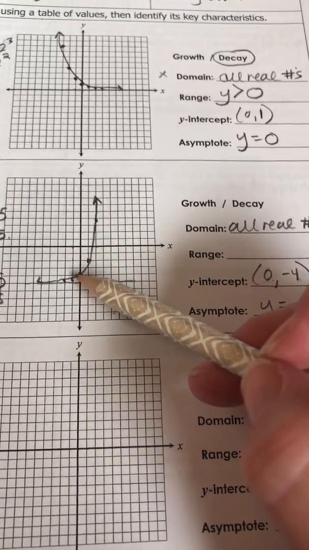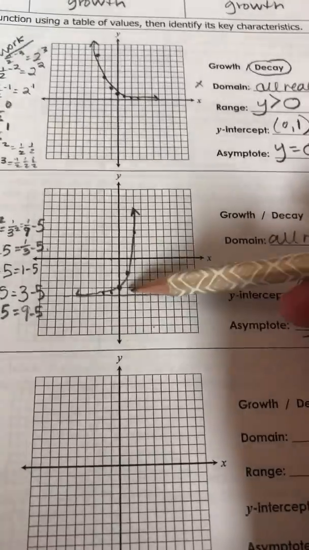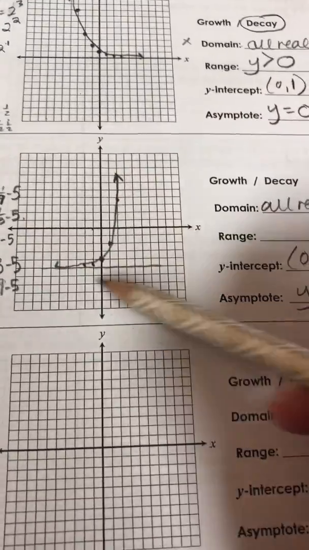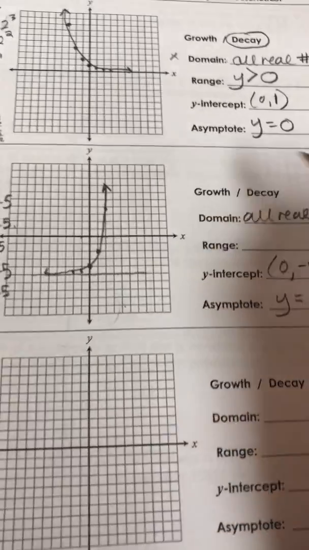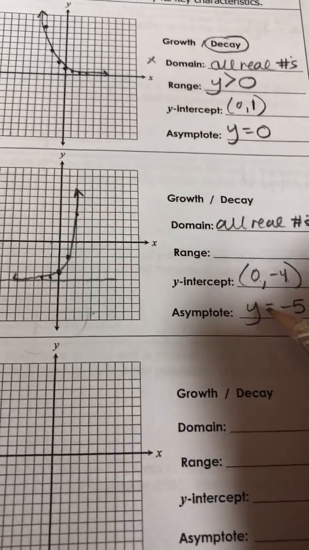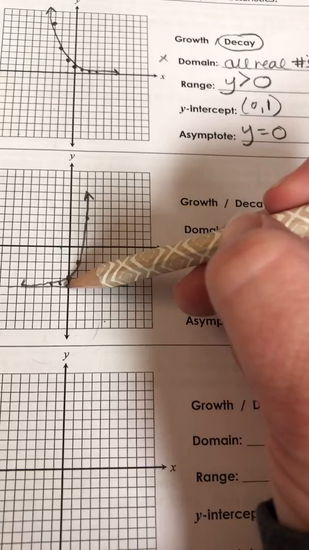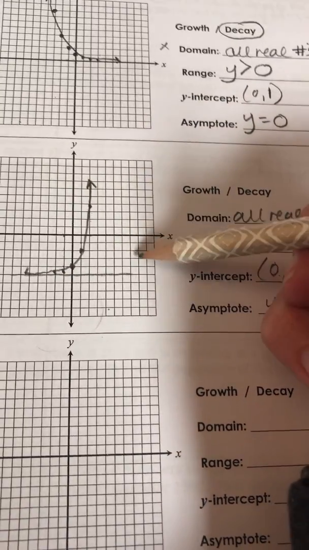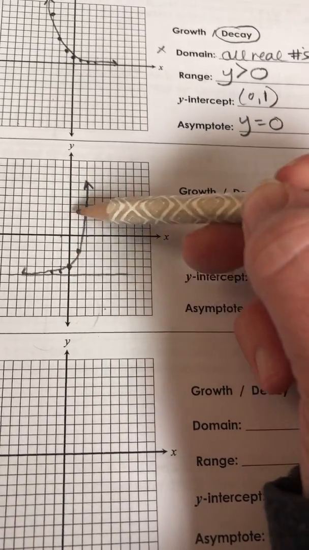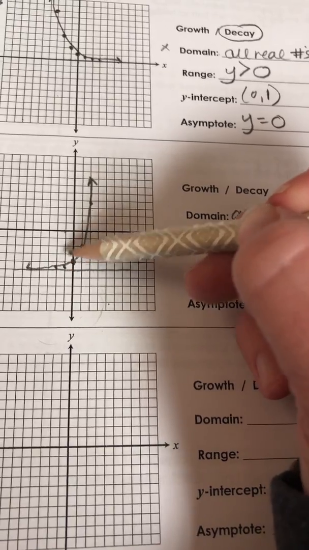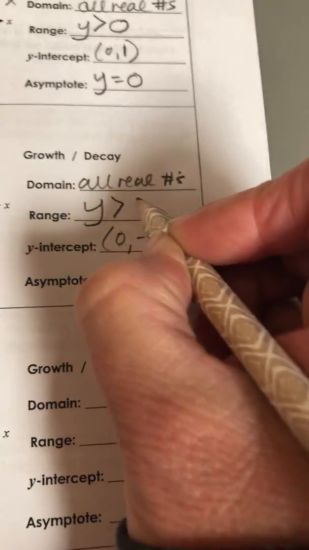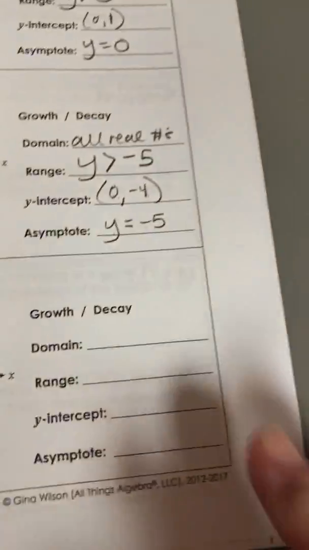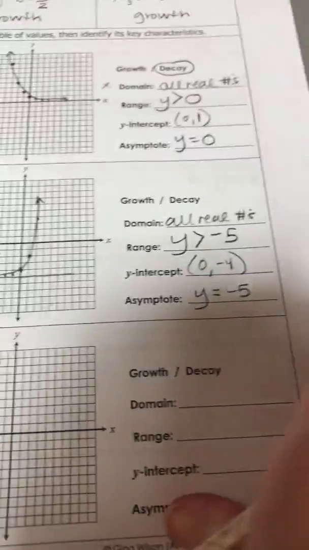Well, it's not all real numbers because remember, this whole area does not work. So the asymptote and range are very related. The range has to be basically anything, all of these numbers, greater than -5. Okay? So y has to be greater than -5. Okay? Let's do one last together.